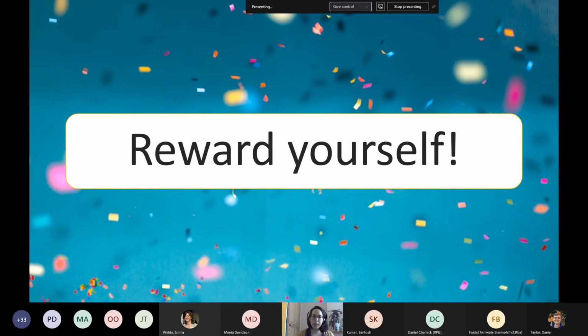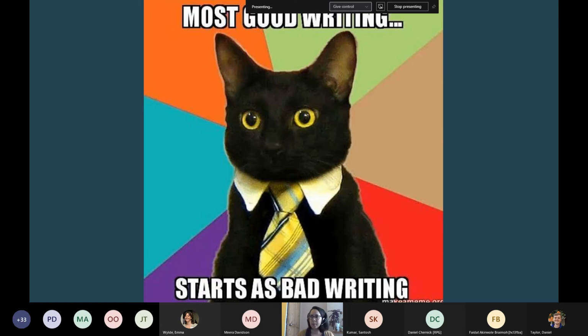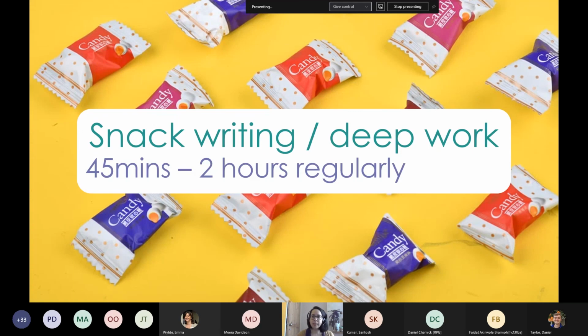So hopefully you've picked up some useful things. I'm just going to summarize now the 3 main things. The first one is that most good writing starts as bad writing. So don't be afraid of just scribbling stuff down. No one's ever going to look at it. You're just getting your thoughts out. So just write. Then the second one is about scheduled snack writing or deep work, whatever you want to call it. I call it snack writing normally because at the end of it I do have a snack.